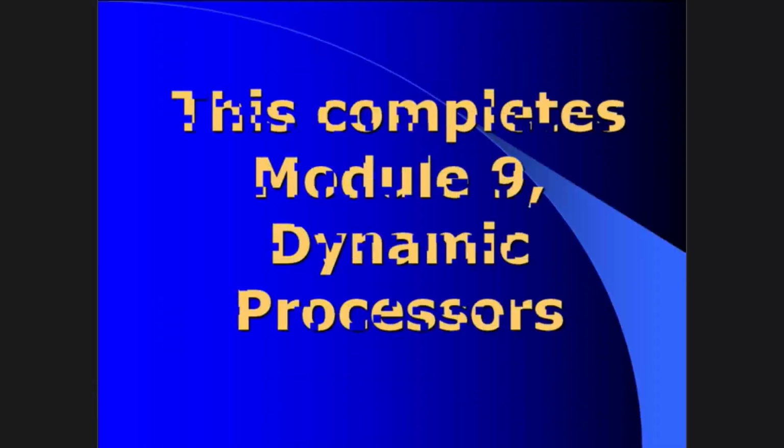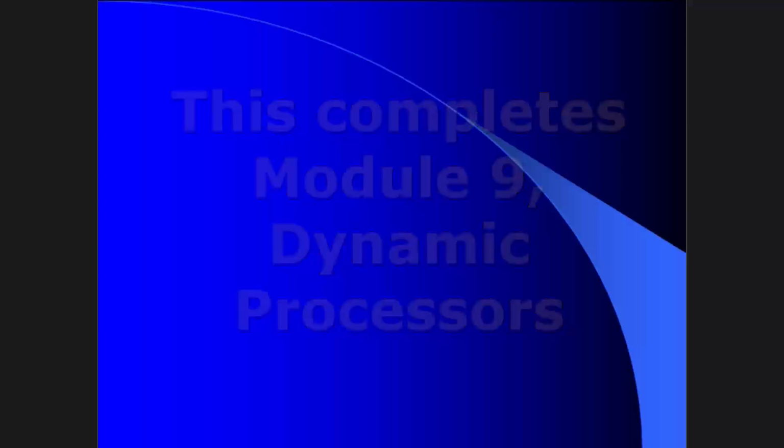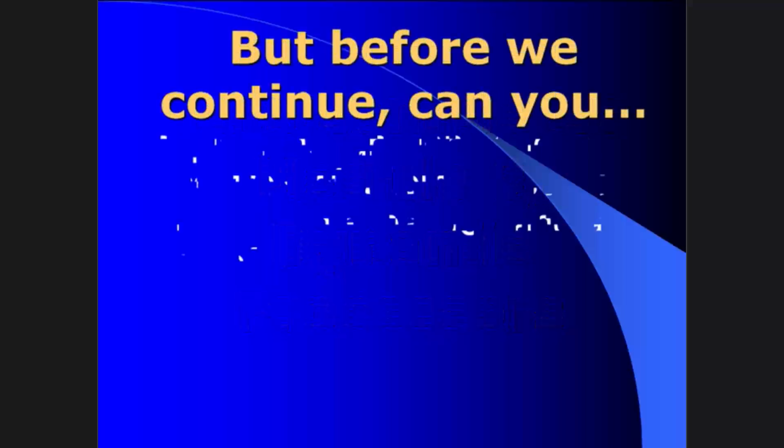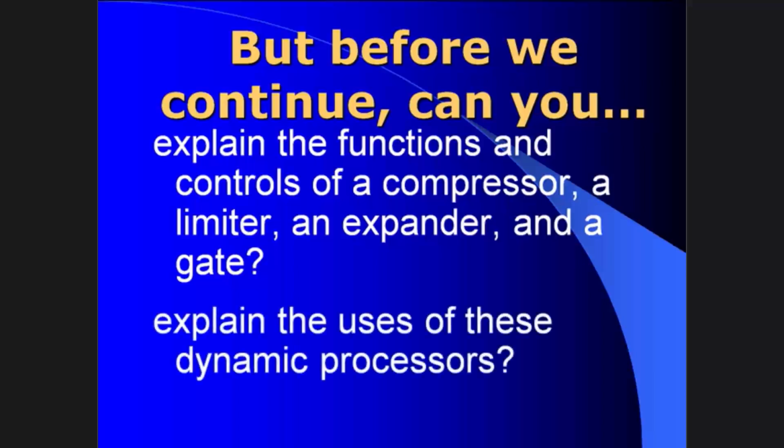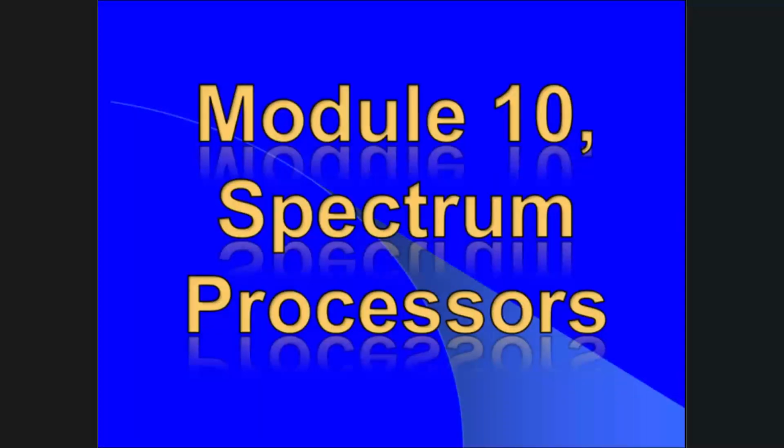This completes Module 9, Dynamic Processors. But before we continue, can you explain the functions and controls of a compressor, a limiter, an expander, and a gate? Can you explain the uses of these dynamic processors? If so, please continue to Module 10, Spectrum Processors.